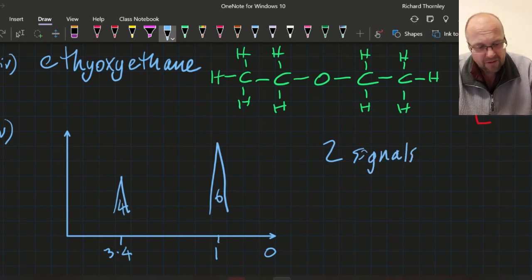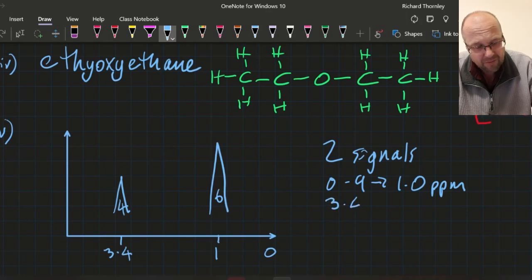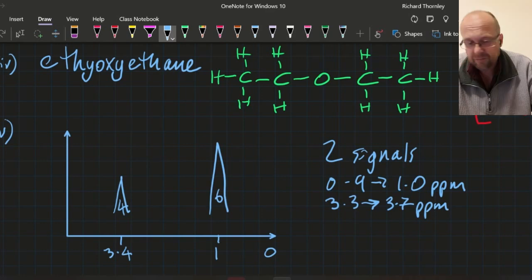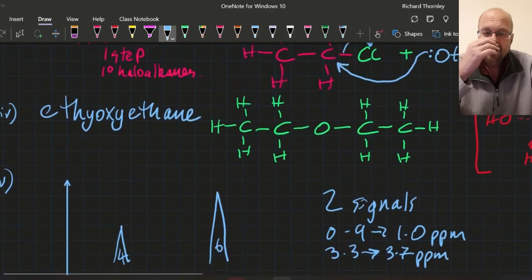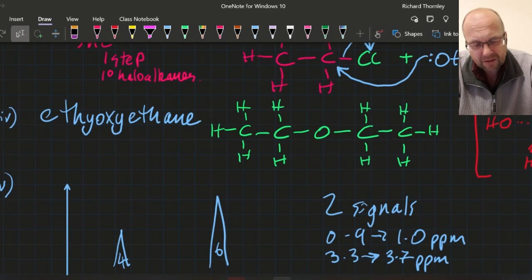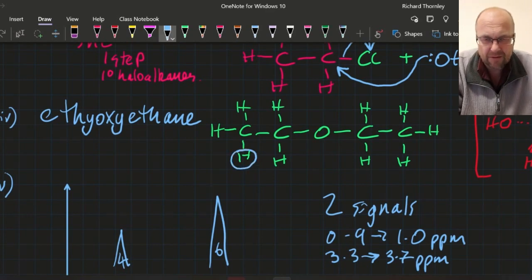The chemical shift. So the chemical shift was 0.9 to 1 parts per million. And the other chemical shift was 3.3 to 3.7 parts per million. And the splitting. Okay, so splitting. Let's pick this hydrogen here, because there's 5 others like that as well, isn't there? In that hydrogen environment, count the number of hydrogens on the adjacent carbon and add 1.